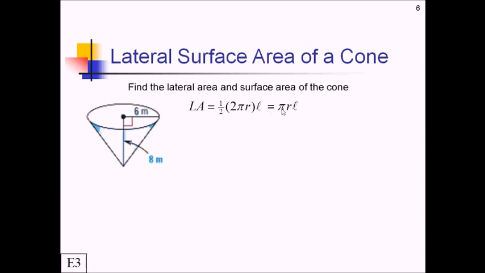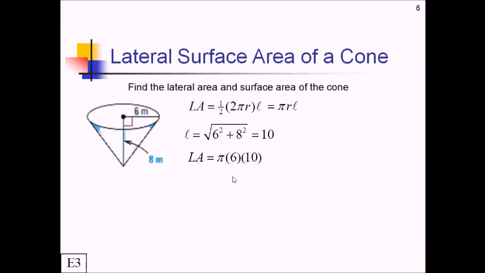So we have pi times our radius of 6. And for the slant height, oops, we're not quite there yet. We've got the height, but not the slant height. So we need to do the square root of 6 squared plus 8 squared, which is going to be 36 and 64. The square root of 100 is going to be 10. You also might have seen that this was a 3, 4, 5 triangle, but if you didn't, there's the Pythagorean theorem.